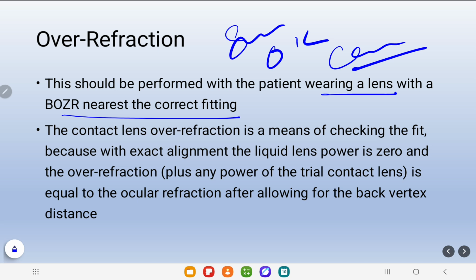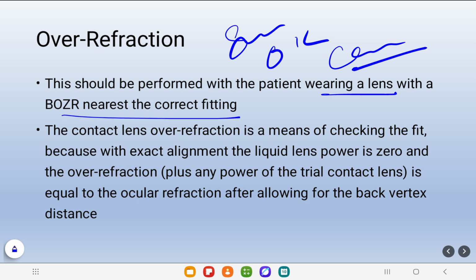And the contact lens over refraction is meant for checking the fit, because in an exact alignment the liquid lens power is 0, and over refraction plus the power of the trial contact lens is equal to the ocular refraction. So basically, whenever we put an RGP contact lens, there will be a tear lens, and the tear lens will act as a separate entity, and we have to take that tear lens into account. That's why over refraction is a must.